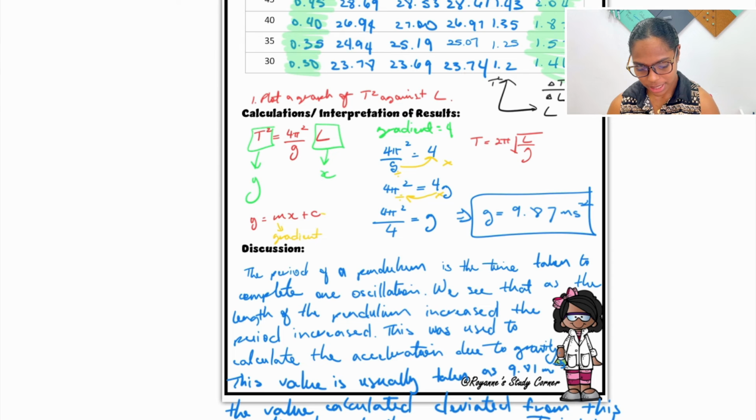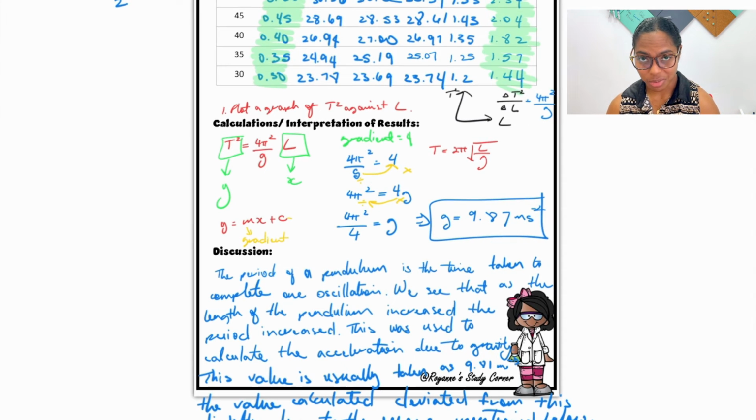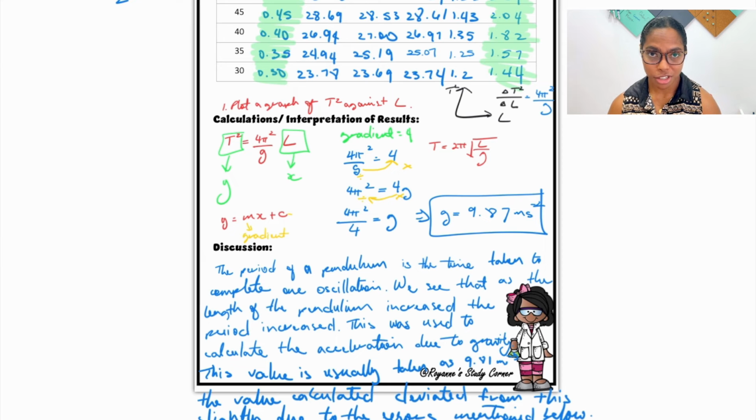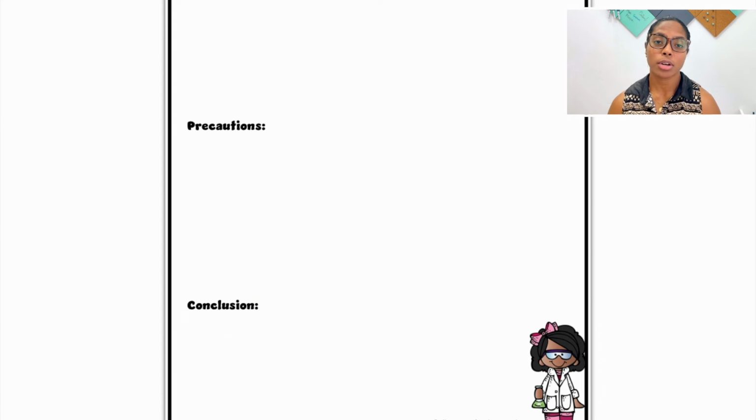So right, that is it. Now, when I say that is it, I mean for the discussion. But now we have to go on to explain our sources of errors and our precautions. Our sources of errors are those things that we did that caused our value to be a little bit further away from the actual value than we like.